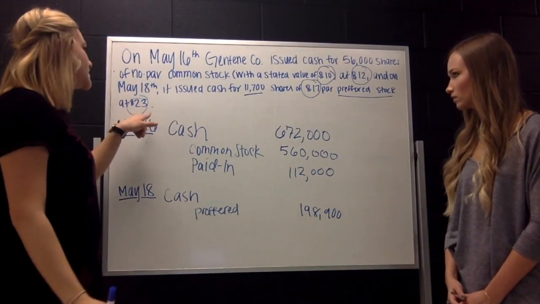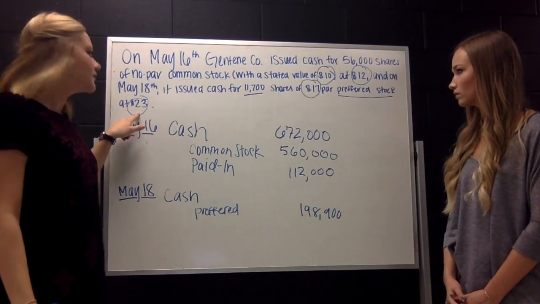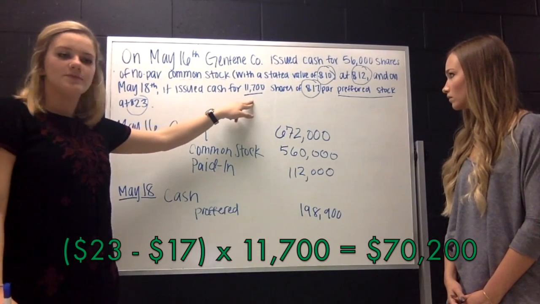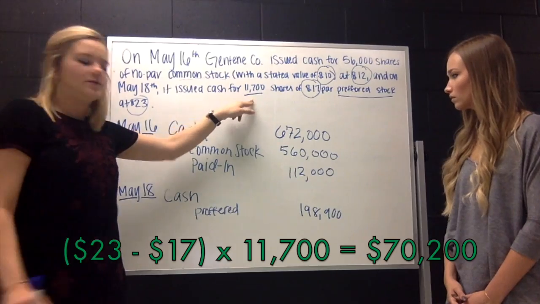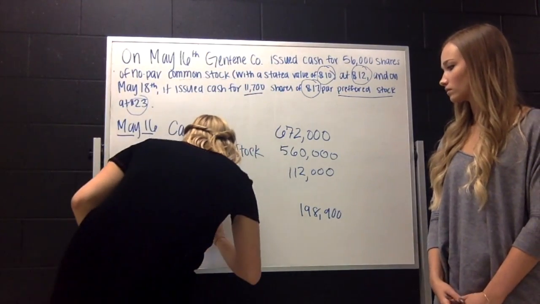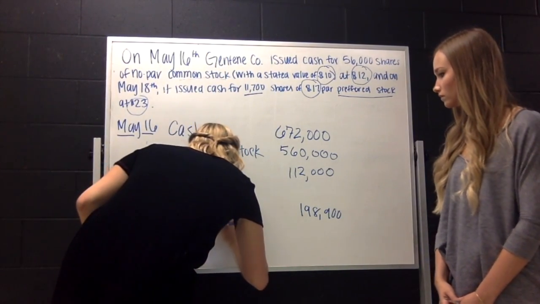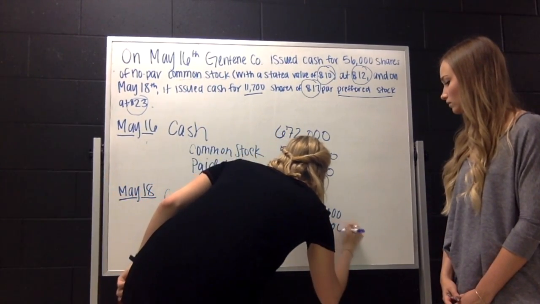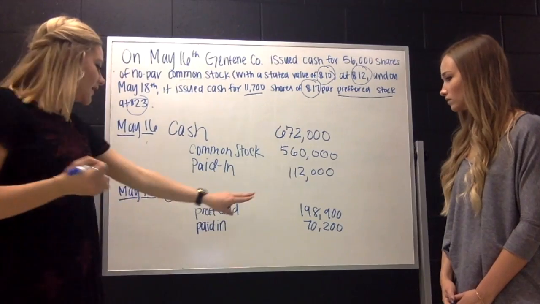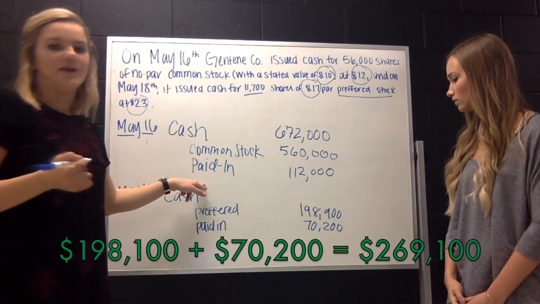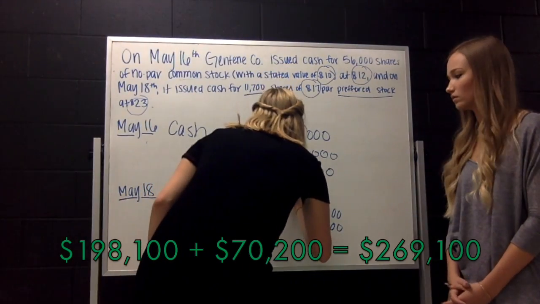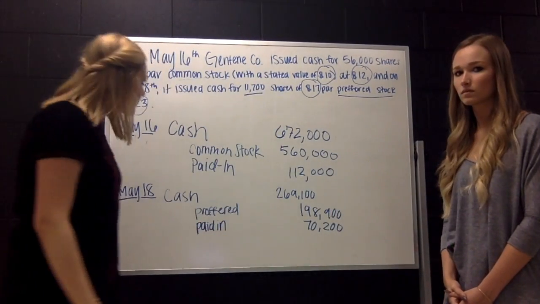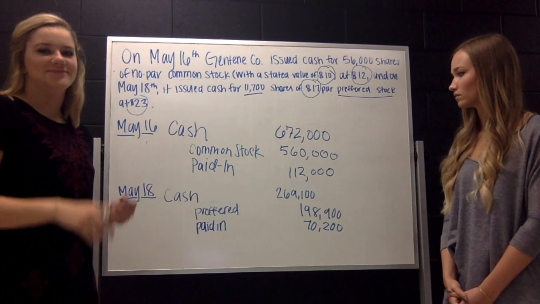And then you're going to take the difference between the amount that you sold it at and the $17 par, which is going to be $6, and you're going to multiply that by the 11,700. And that's going to be the paid in, which is going to be $70,200. And then you're going to add those two together and debit them in the cash account, which is going to be $296,100. And there's your transaction for the preferred stock.